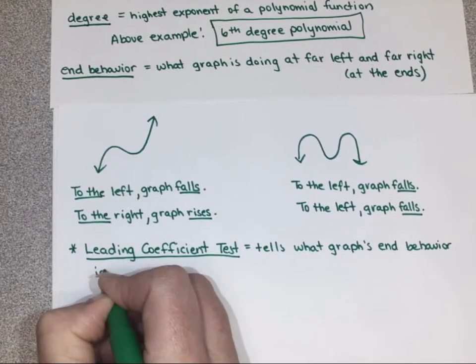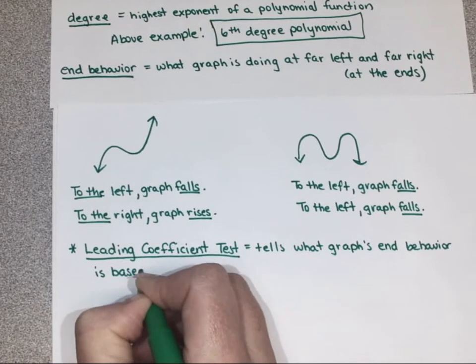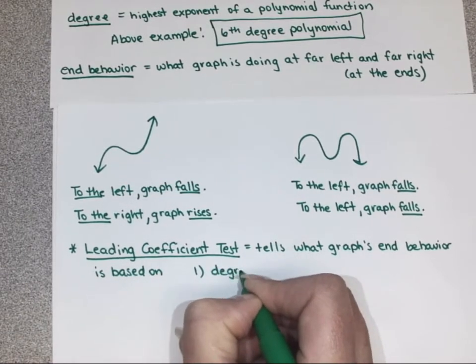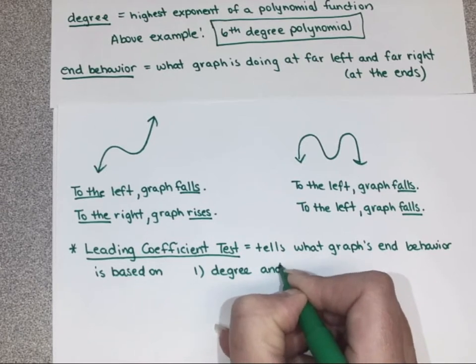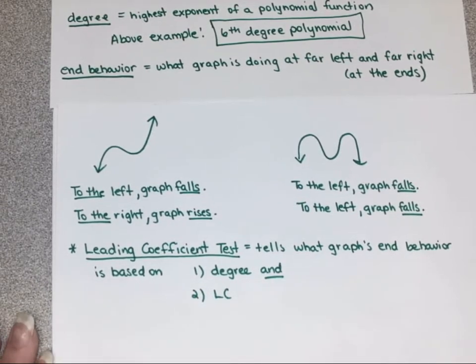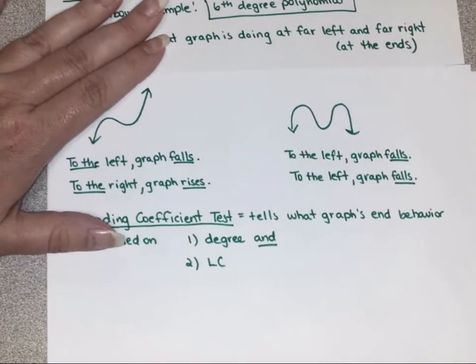So maybe we don't already know what the graph is, and it's based on two things. It's based on the degree, and it's based on the leading coefficient. Okay, those two things are going to tell us what the graph is going to do at the ends.